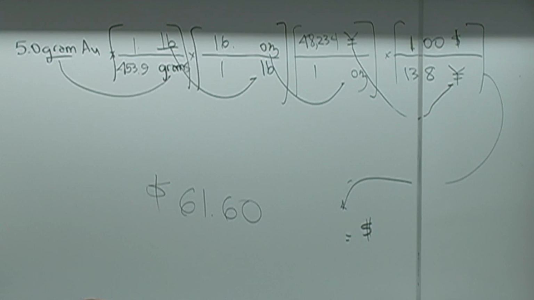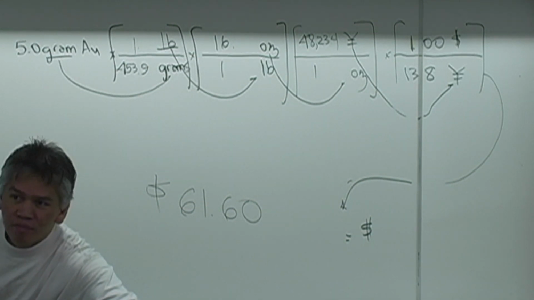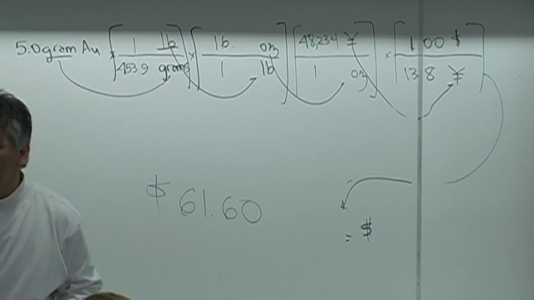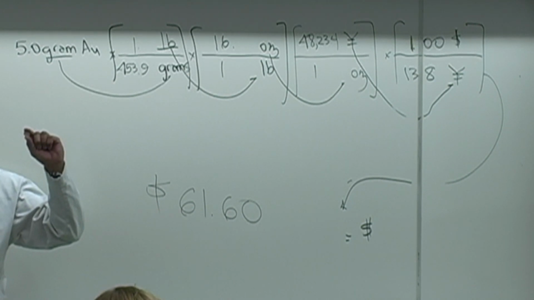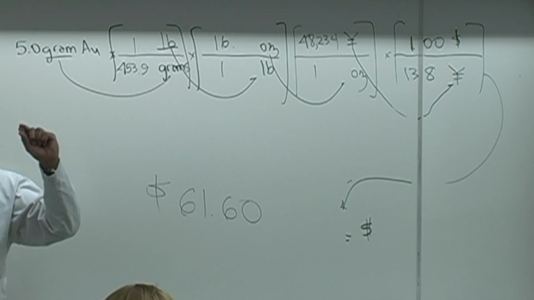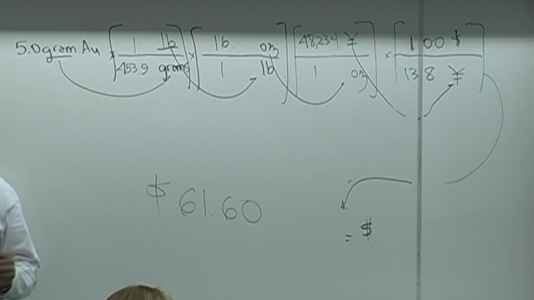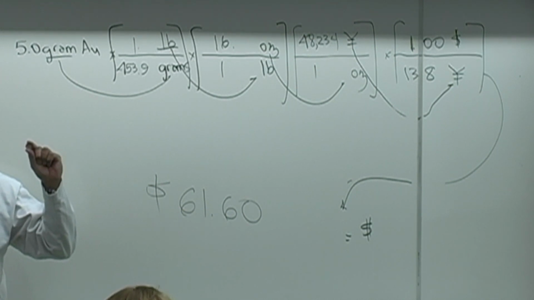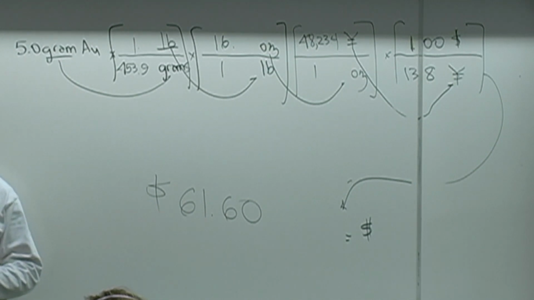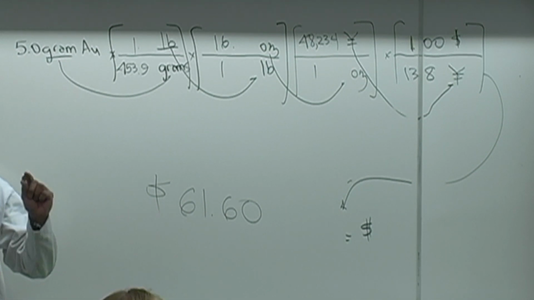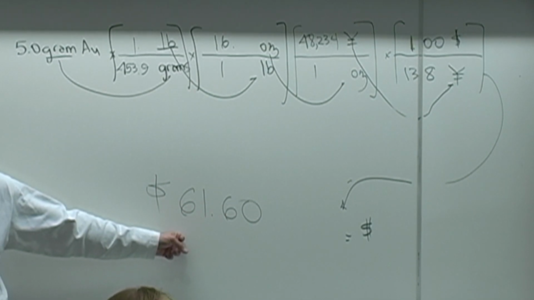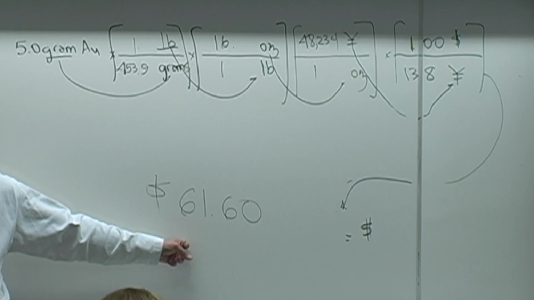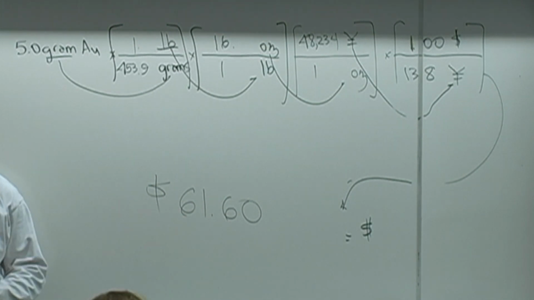$61.60. How much is 5 grams of gold? 5 grams of gold, you guys will discover today, is about the mass of 2 pennies. Okay? A penny is about 2.5 grams. So 2 pennies is about 5 grams. Not very much. Pretty expensive. Okay? That's a pretty expensive piece for 5 grams.